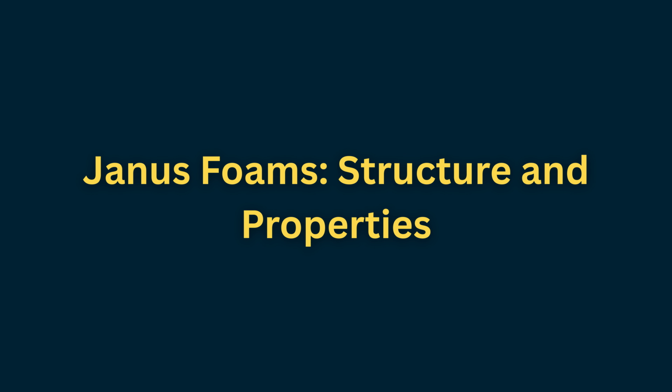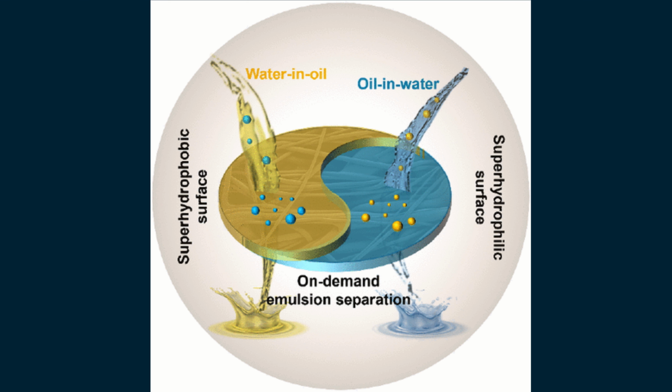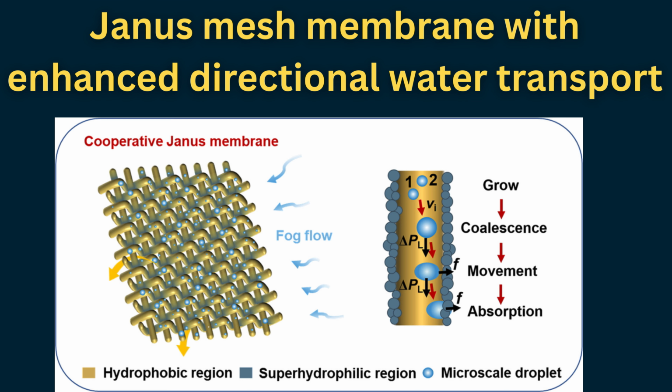Janus foams: structure and properties. The Janus concept has recently been extended to porous materials such as Janus foams, which exhibit asymmetric surface properties across their thickness. Typically, Janus foams possess one superhydrophilic surface, water attracting, and one hydrophobic or superhydrophobic surface, water repelling. This asymmetric wettability allows directional liquid transport.